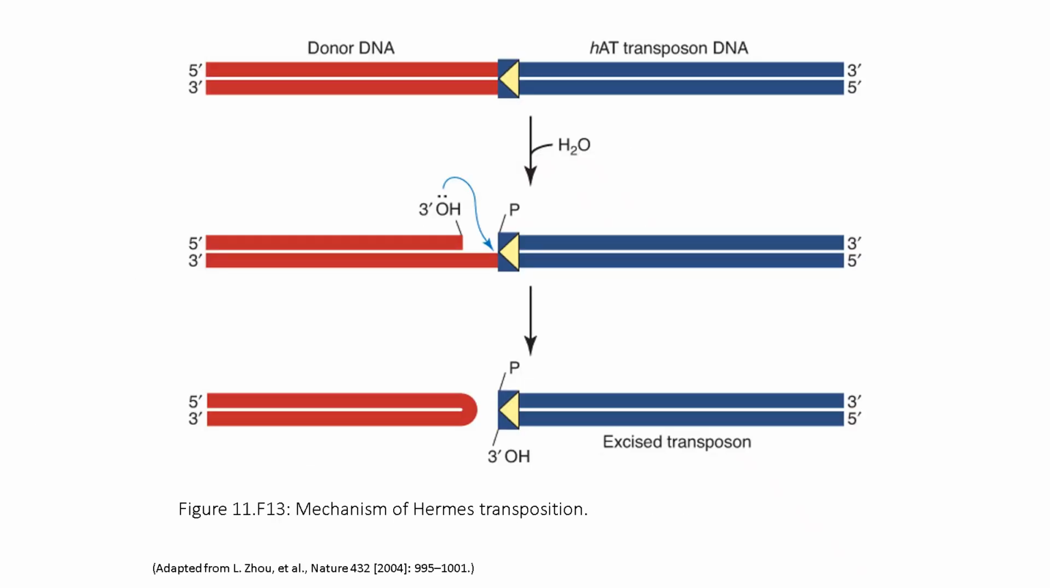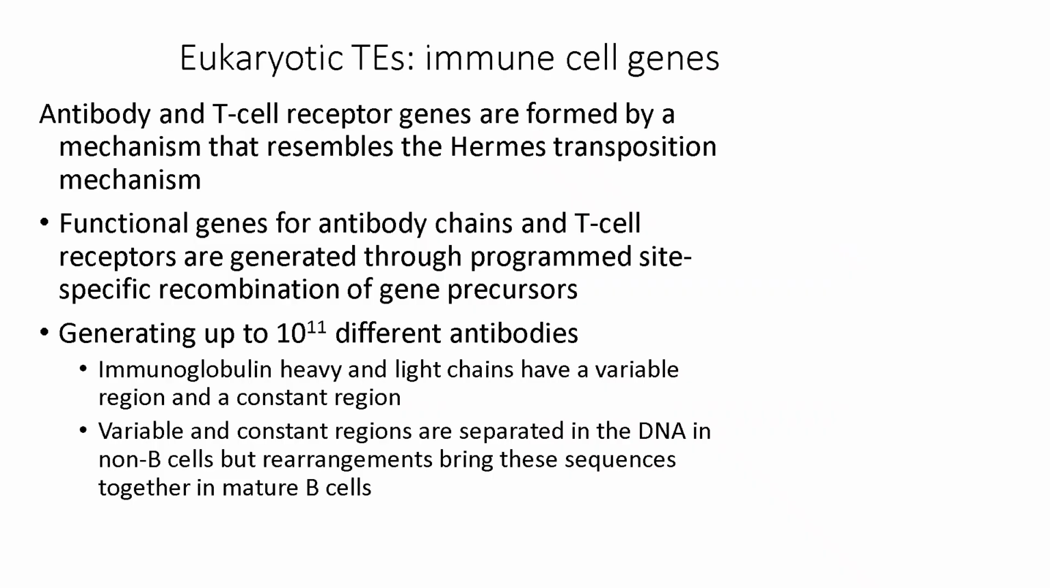This figure outlines the transposition mechanism used by Hermes, representative of the hAT family. The DNA-only transposase cuts and mobilizes the element, generating a hairpin intermediate, which is resolved upon integration into the target site. This mechanism differs from bacterial transposons, which typically form hairpins on the transposon itself rather than on the donor DNA. Interestingly, antibody and T-cell receptor genes are formed by a mechanism that resembles Hermes transposition.